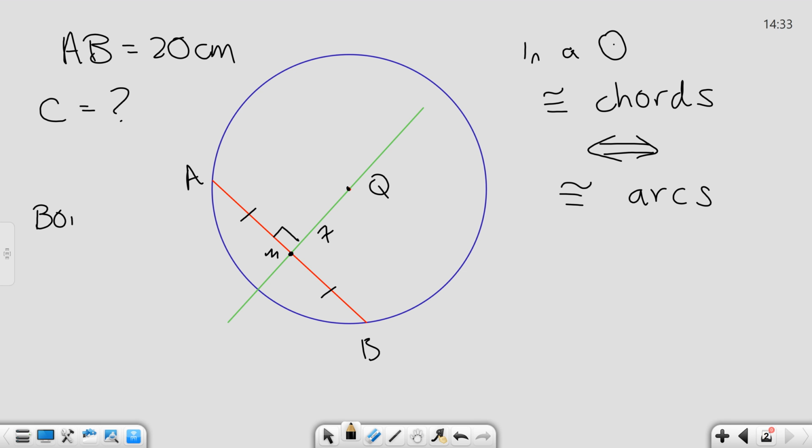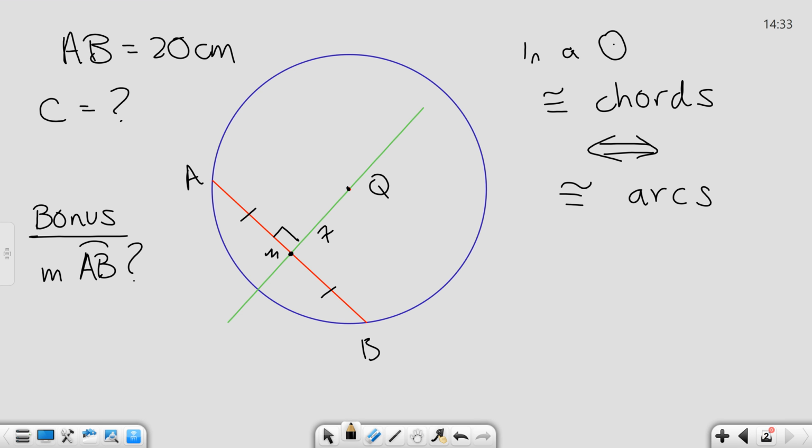And as a bonus question, what's the measure of arc AB? Understand the questions? Any problems? Well, obviously there's problems, but solve them. Work with your group to try and find answers to those problems.